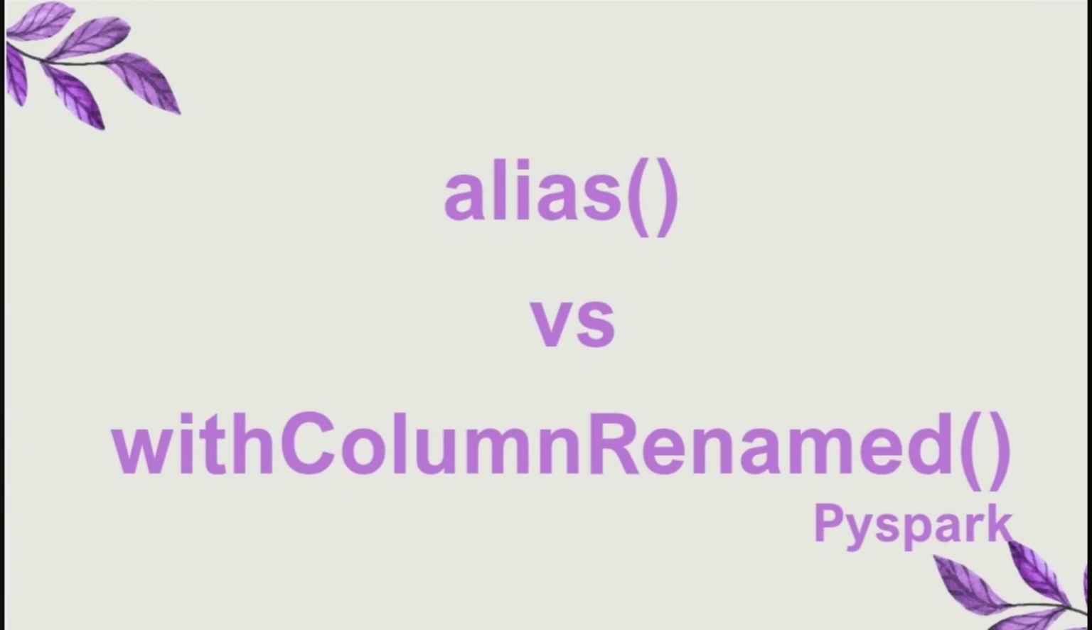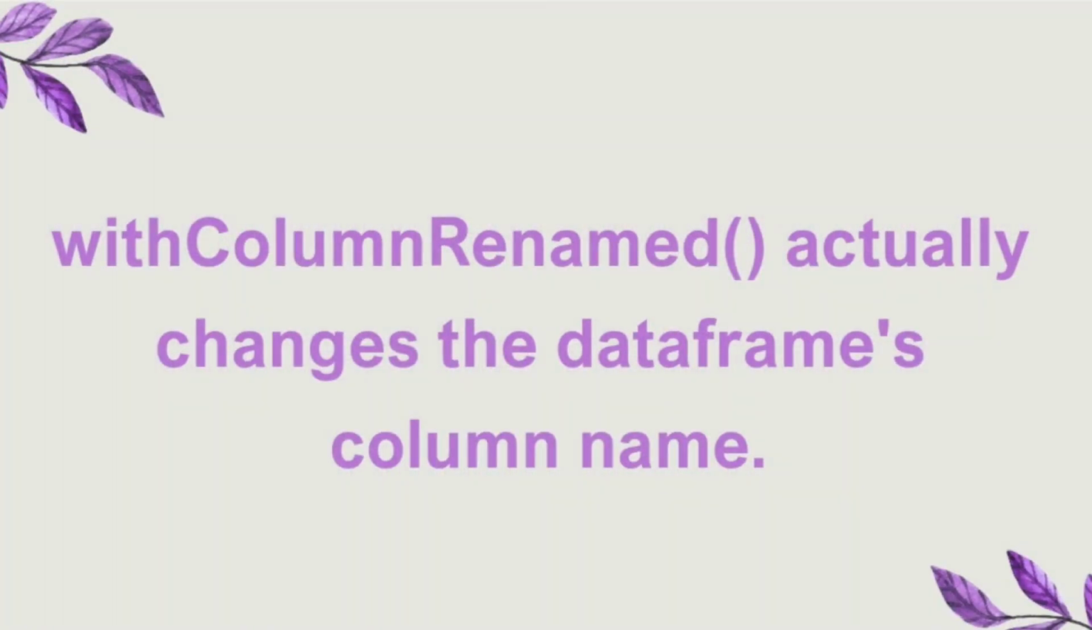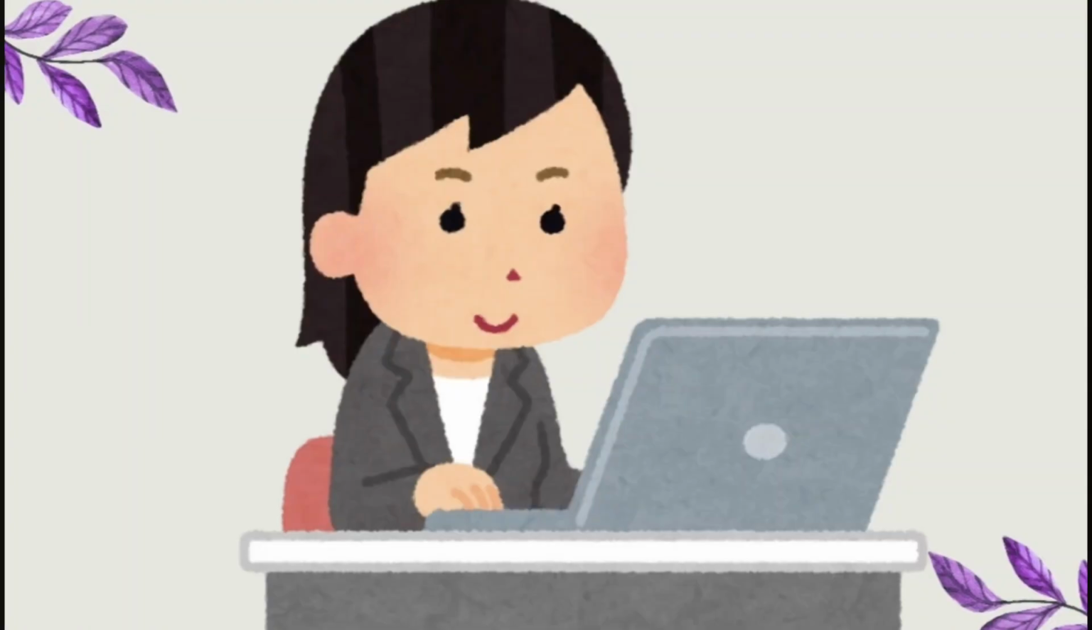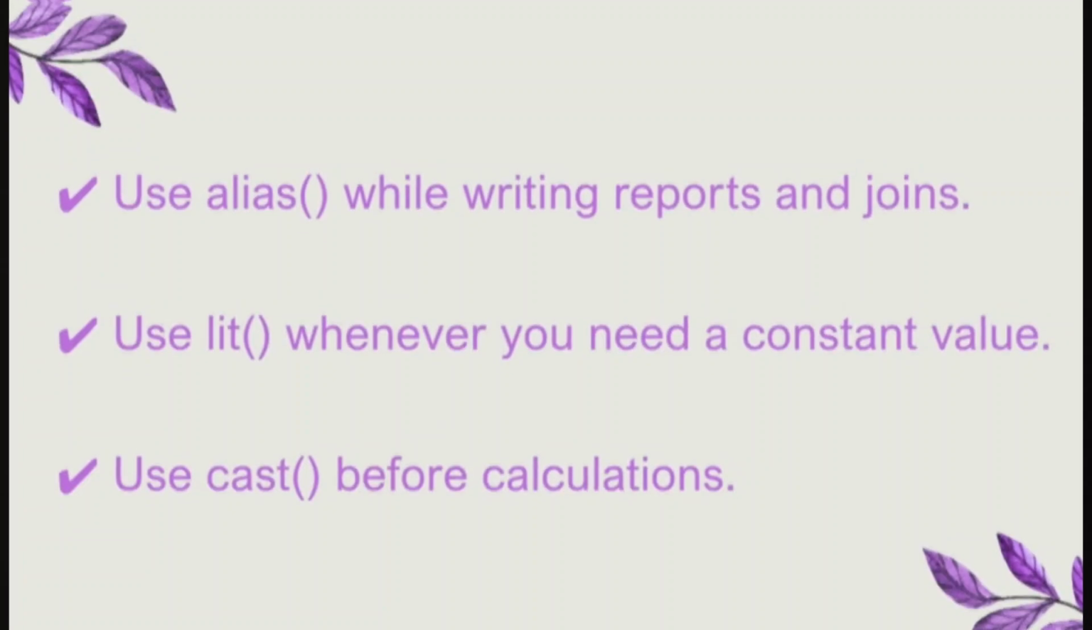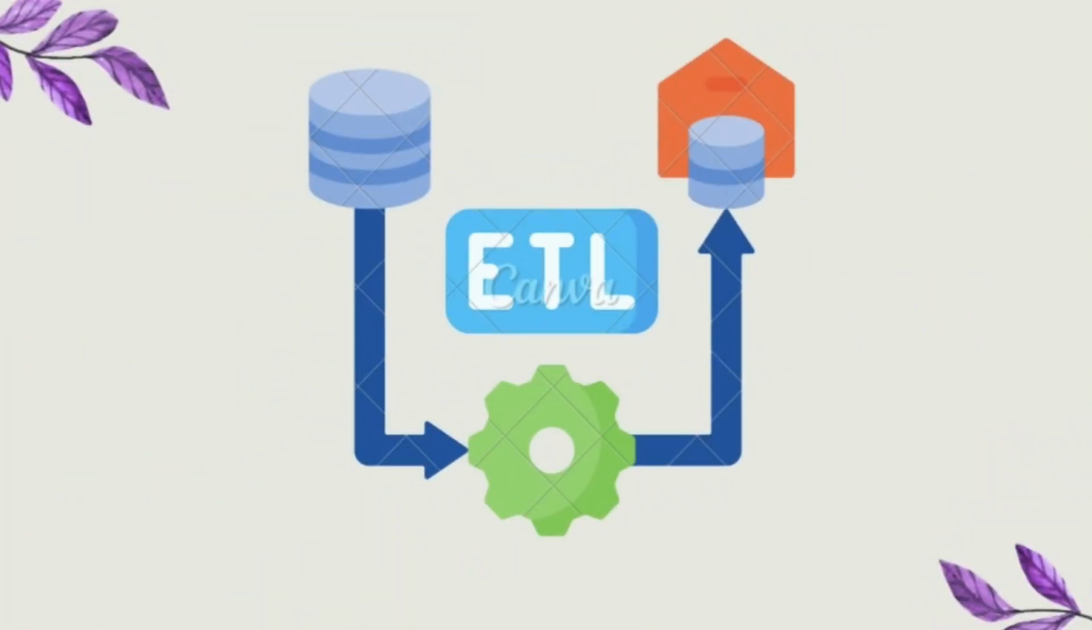Interview question. What is the difference between alias and withColumnRenamed? The answer is that alias changes the name only for the current output or operations, whereas withColumnRenamed actually changes the data frame's column name. That's the difference. Now I'll give you professional tips. If you're working in a company, remember these three things. Use alias while writing reports and joins. Use lit whenever you need a constant value, and use cast before calculations. These three functions appear in almost every production ETL pipeline.